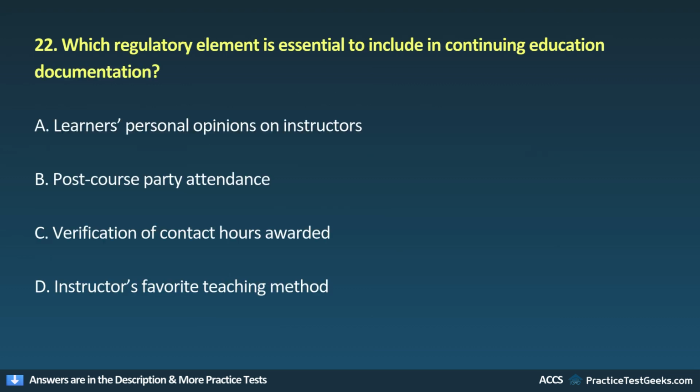22. Which regulatory element is essential to include in continuing education documentation? A. Learners' personal opinions on instructors. B. Post-course party attendance. C. Verification of contact hours awarded. D. Instructor's favorite teaching method.